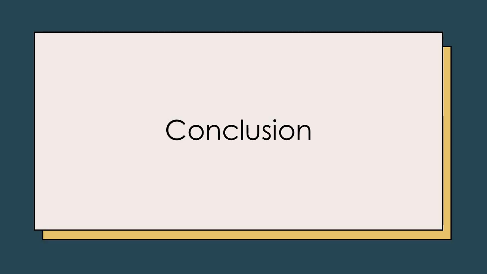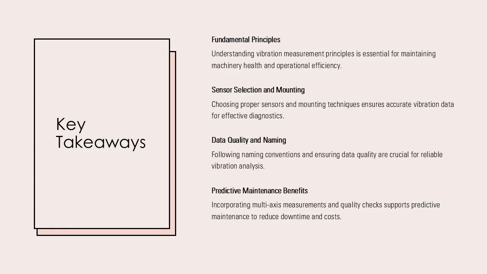Let's summarize the key takeaways. Understanding vibration measurement principles is fundamental for maintaining machinery health and operational efficiency. From selecting appropriate sensors and mounting techniques to following naming conventions and ensuring data quality, each step plays a vital role in accurate diagnostics. Incorporating multi-axis measurements, structured routes, and robust quality checks enhances reliability and supports predictive maintenance strategies. By mastering these concepts, organizations can minimize downtime, reduce costs, and extend equipment life.